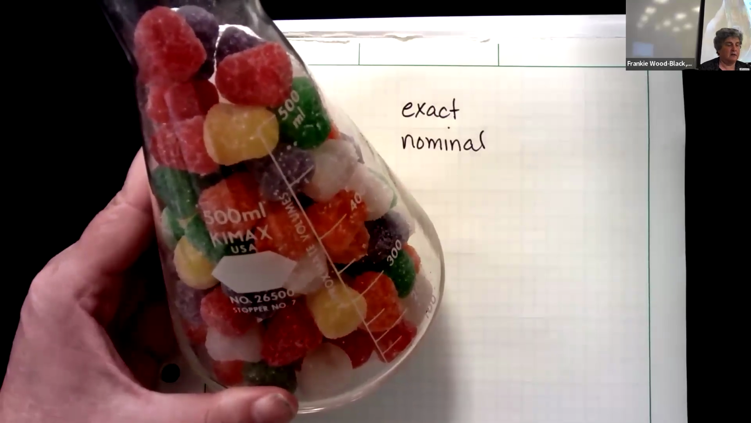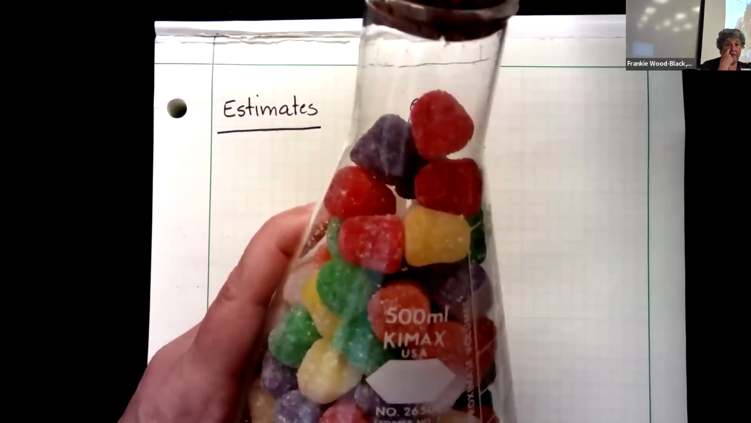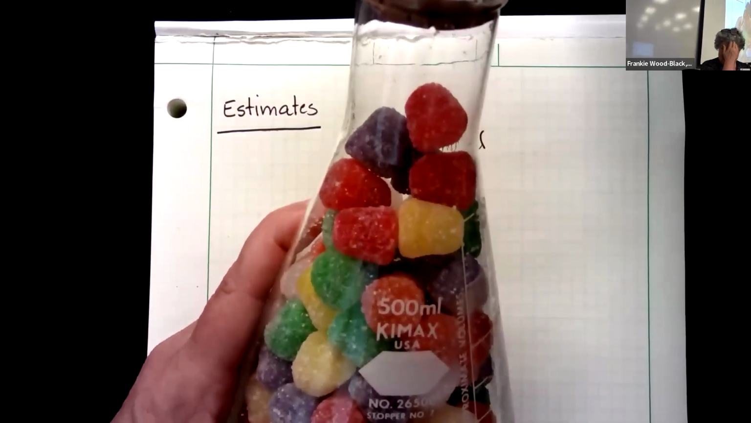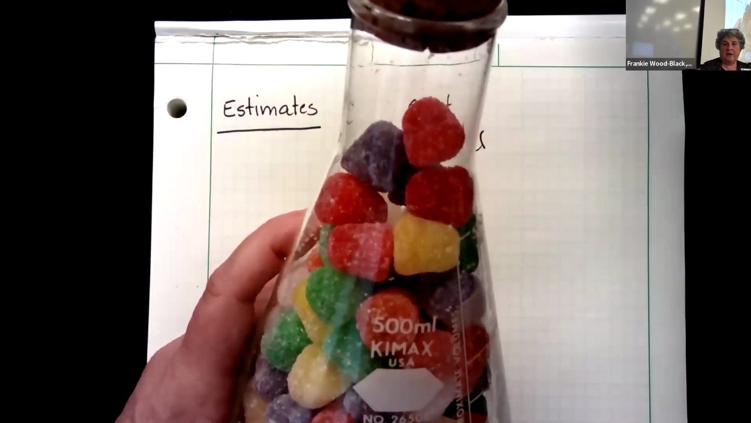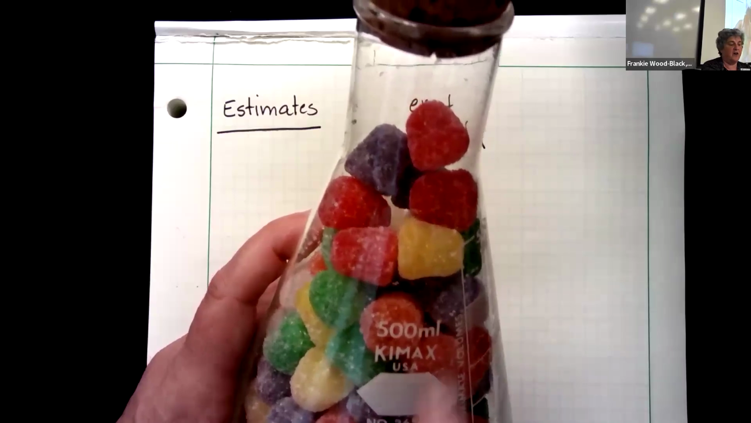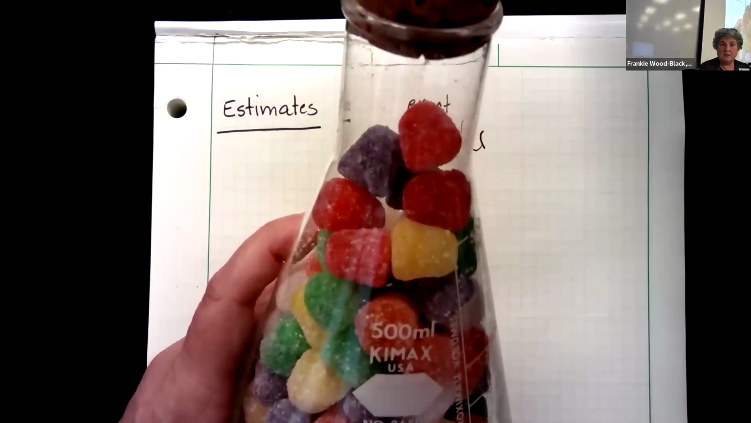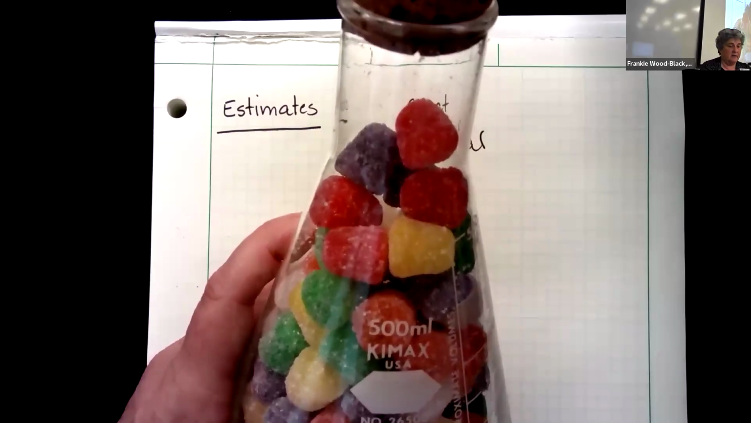Well, I've got to figure out what a milliliter is, right? I've got to look at one of those and say, all right, I've got maybe a cubic centimeter here, and I've got to make a guesstimate of the volume of each one of those gummies in order to figure out how many are in there.